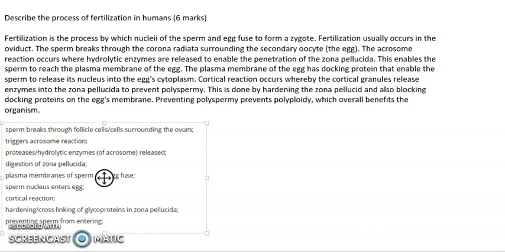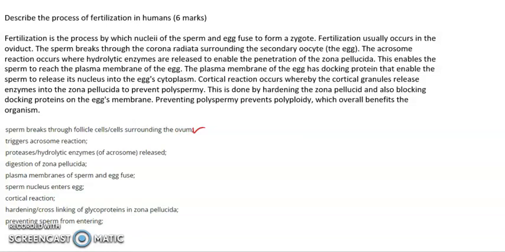Fertilization usually occurs in the oviduct. I'm quite surprised this does not have a mark point, but usually IB biology does have mark points for those kinds of facts. The sperm breaks through the corona radiata surrounding the secondary oocyte. Okay, so that's 1 mark point here. The sperm breaks through the follicle cells surrounding the ovum. So we have the corona radiata surrounding the secondary oocyte. Technically, it's not considered an ovum until fertilization occurs, so this mark scheme is kind of bad.